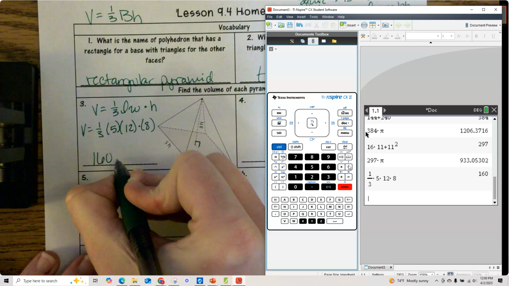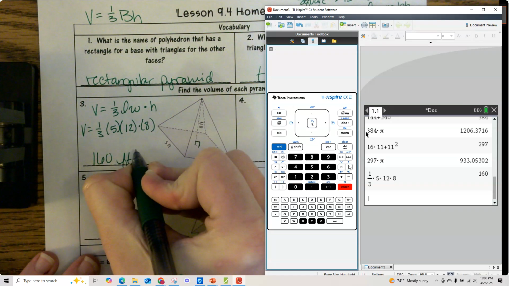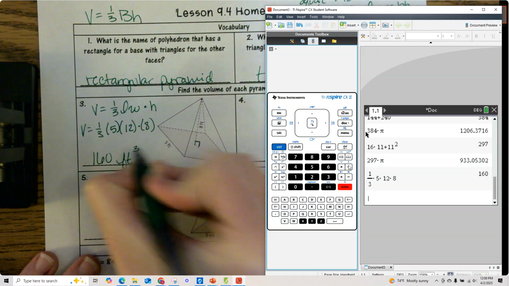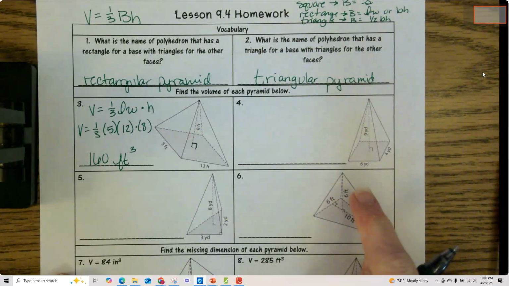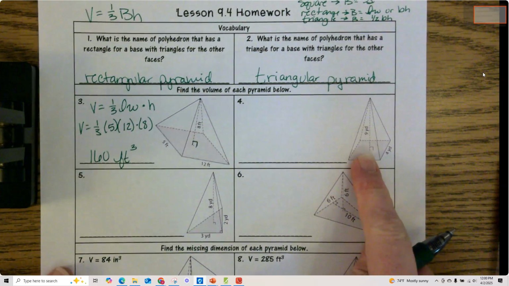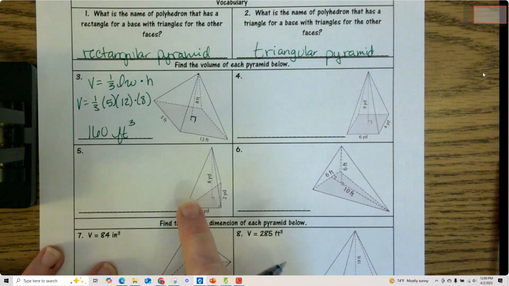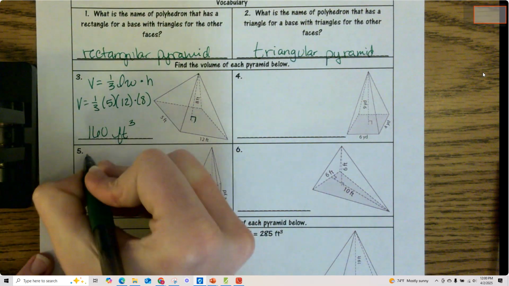Square shapes are a little bit easier and we don't have to deal with pi. We don't have so much rounding and all that stuff to do. So that's the exact same formula that you'll use on this one. This one's also rectangular.